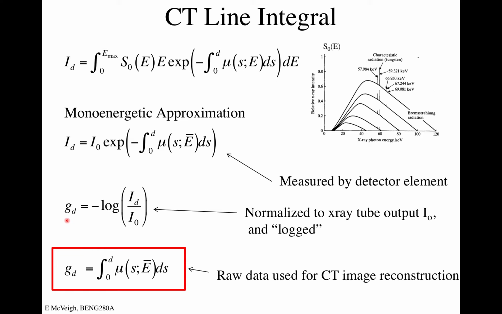This is called the logged data, and it's usually what is fed into image reconstruction software. It gets rid of variations with respect to incident intensity and things like that. The log data is itself basically the integral through the linear attenuation coefficients, so we kind of got rid of the exponential.